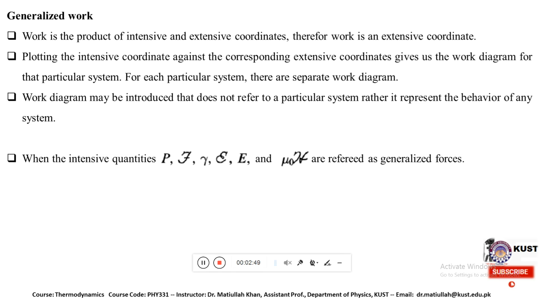If you remember, in previous lectures we calculated the work done for changing the length of a wire, for changing the surface of a film, and the work done in electrochemical cells. And just in the previous class we discussed the work done in changing the polarization of a dielectric material. Similarly, that has a separate equation. Separate thermodynamic coordinates were used and separate equations of state were developed for that.